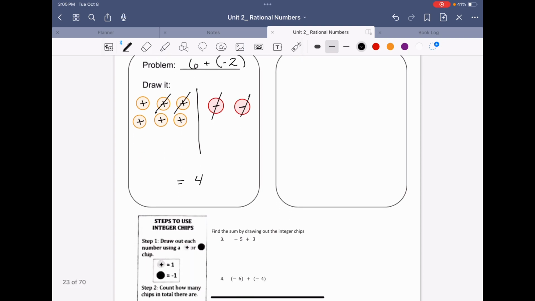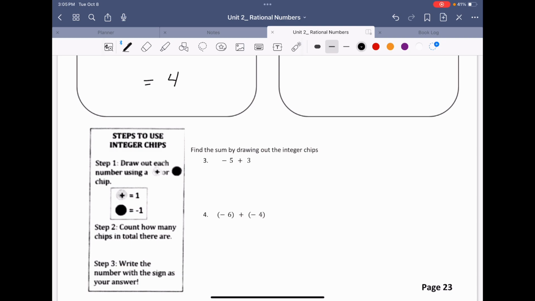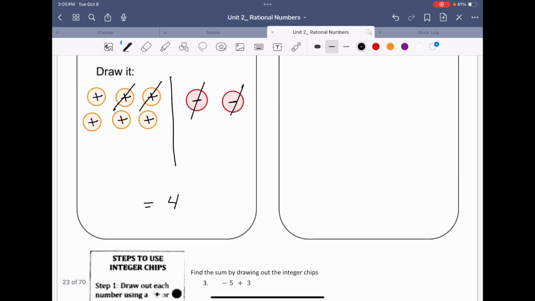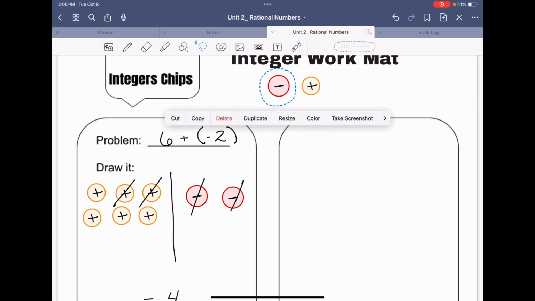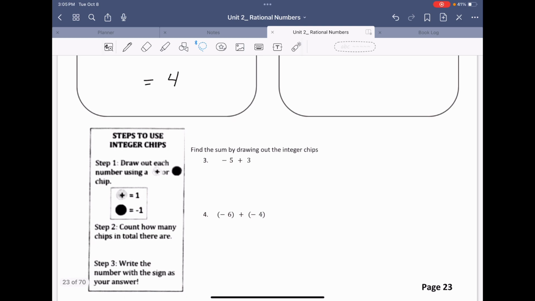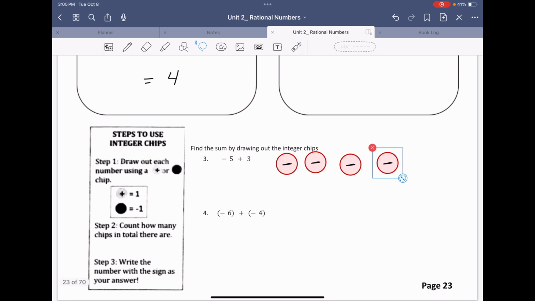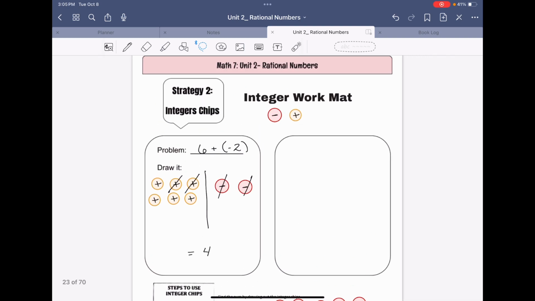So let's try this down below. Find the sum by drawing out integer chips. So negative 5 plus 3. So I need 5 red chips. So let's see, 1, 2, 3, 4, 5. And I need 3 positive chips.